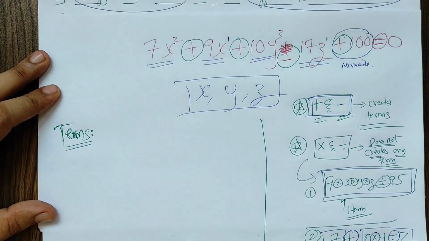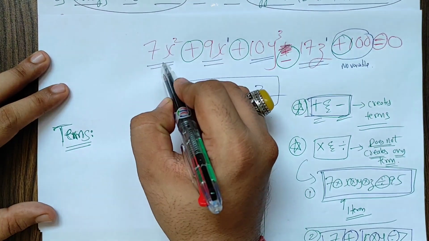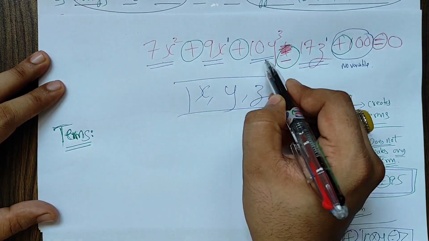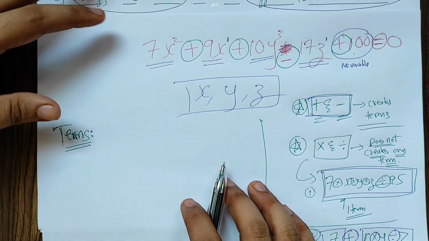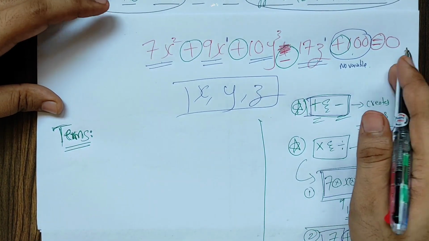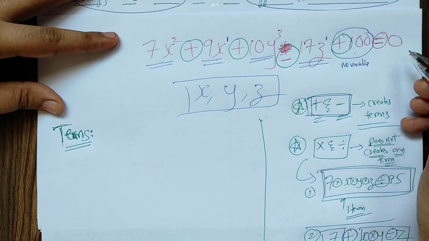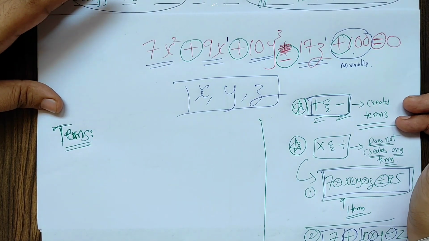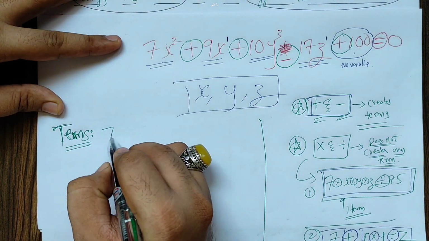The answer I'm writing here with a green pen. Okay, I have written here terms, so I'll write here different terms. This is one term, second term, third term, fourth term, and fifth term. So there are 5 different terms. On the right hand side of the equal to sign is just a 0. So we will not consider 0 as a term. But if we had any other thing, then of course we would have counted that.